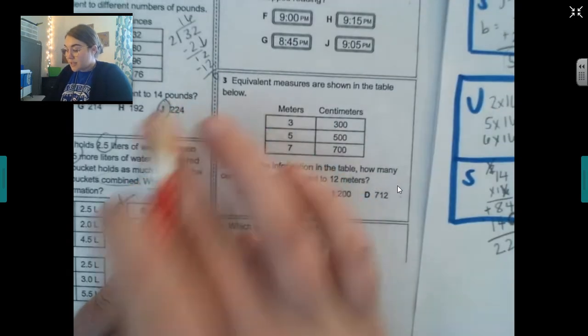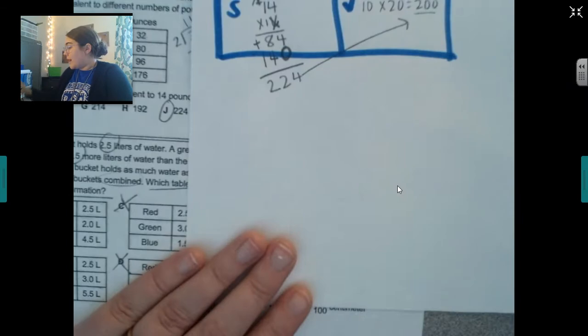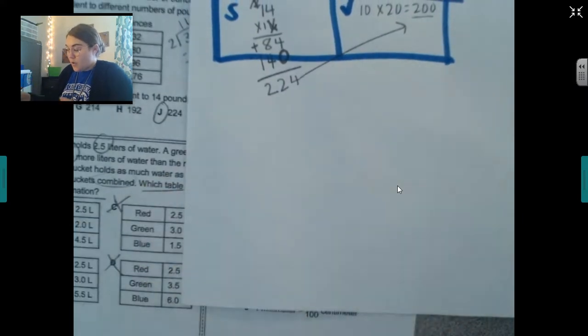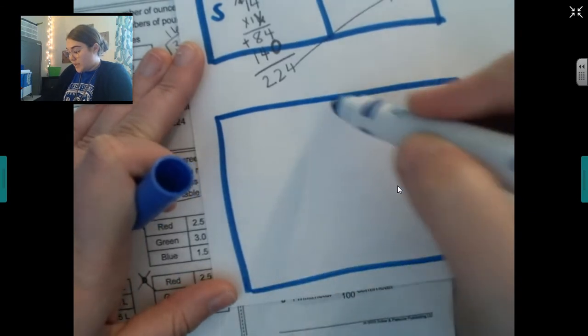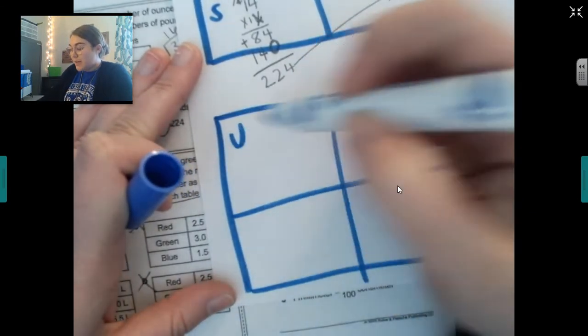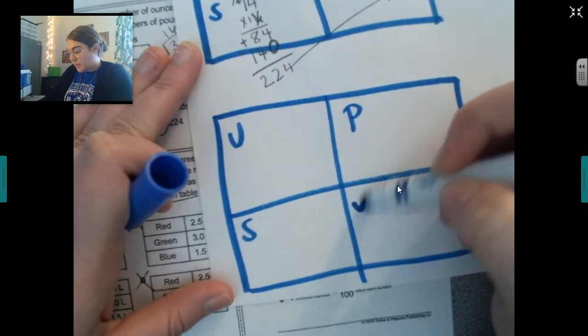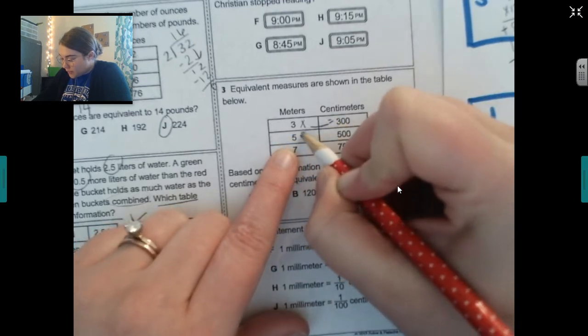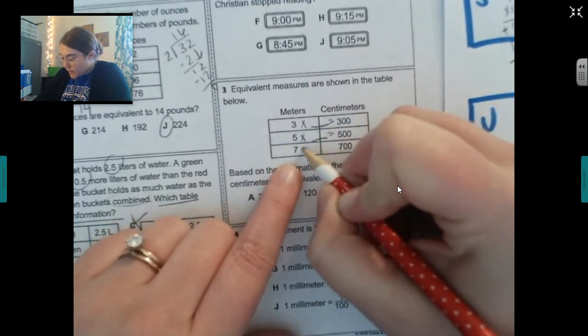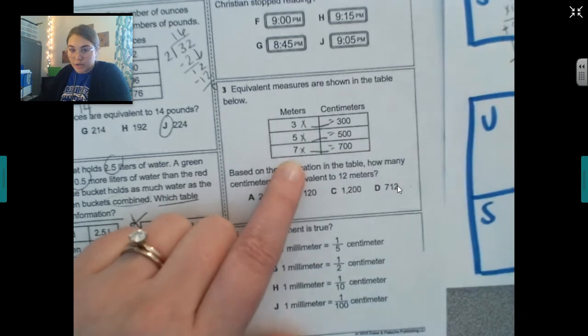So again, just like the one we just did, we have to write down what we know, and we don't really need our conversion chart on this one. We're not converting anything. Meters and centimeters don't matter. It's just an input-output table. So let's go ahead and find our rule. 3 times what equals 300? 5 times what is 500? And 7 times what is 700?